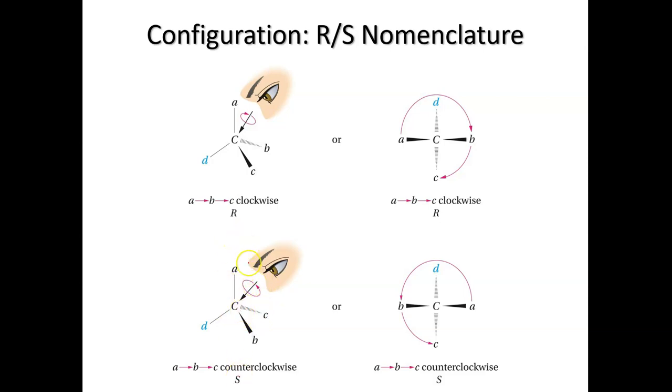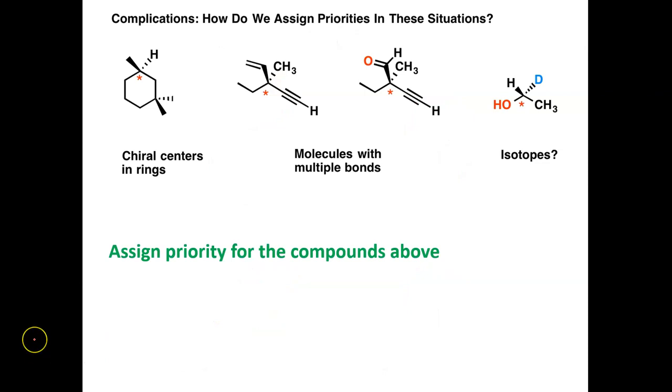We're going to have to first determine the priority and then determine if we're going right-handed or left-handed, counterclockwise or clockwise, in terms of spinning from priority 1, 2 to 3. So I want you to assign priority for the compounds above, and some of these get a little more difficult. Just try to practice some of these in terms of how we assign priority. Looking at this top ring, the hydrogen is going to be the low priority because it's the lowest atomic mass thing attached.